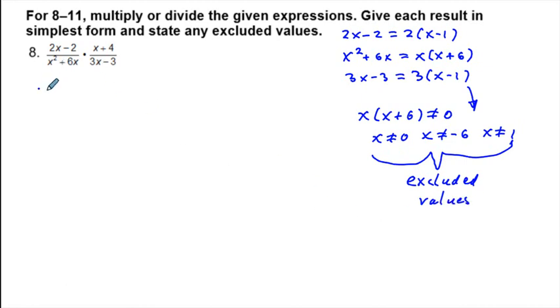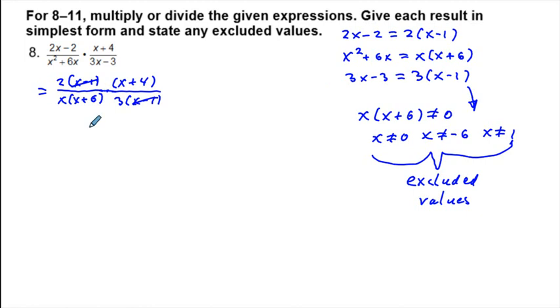Okay, so now we're going to rewrite this expression here. Numerator is 2 times quantity (x minus 1) over x times quantity (x plus 6). And then we have times (x plus 4) over 3 times quantity (x minus 1). And now we connect these fractions and simplify where we can. This x minus 1 over x minus 1 will cancel each other.